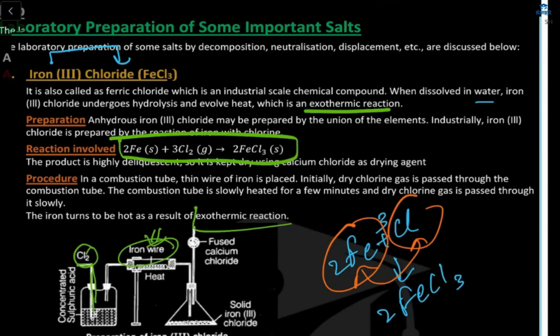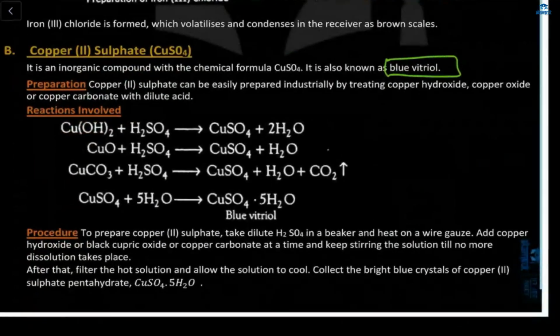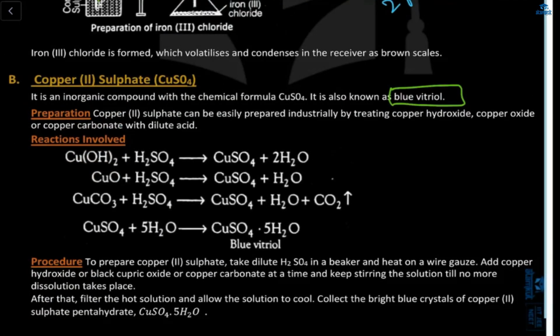And this iron chloride is also known as ferric chloride. Remember, iron chloride is also known as ferric chloride, and copper sulfate is also known as blue vitriol. So how to prepare copper sulfate? Copper sulfate can be easily prepared by treating copper hydroxide, copper oxide, or copper carbonate with a dilute acid.